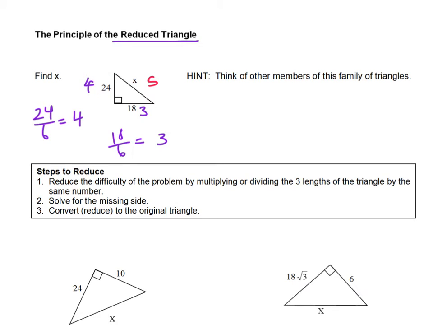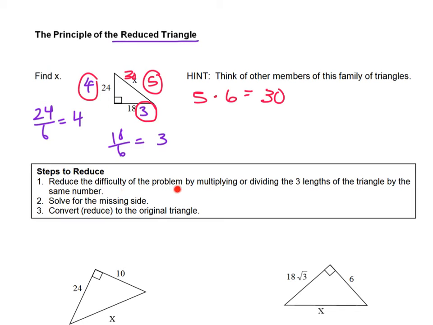Now, x does not equal 5 because 5 would be part of the reduced triangle, the 3, 4, 5. And what we did, see how we divided by 6 to get the reduced numbers? So if you're starting with the reduced number of 5, if you multiply it by 6, that's going to get you the value of x. So x equals 30. But we used the principle of a reduced triangle, the 3, 4, 5, to figure that out. So here are some steps written out.